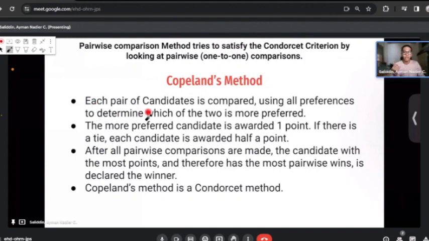Basically, each pair of candidates is compared using all preferences to determine which of the two is more preferred. The more preferred candidate is awarded 1 point. If there is a tie, each candidate is awarded half a point. After all the pairwise comparisons are made, the candidate with the most points, and therefore the most pairwise wins, is declared the winner. Copeland's method is a Condorcet method.